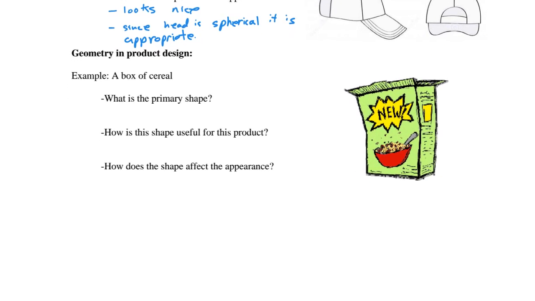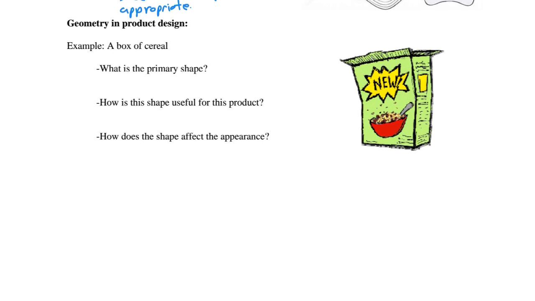And now let's move on to the last concept of the day, and then you can get on with your homework. So when we take a look at a box of cereal, its primary shape is a rectangular prism. And how is this shape useful for a product? Well, it's very easy to store, individually and with multiple boxes that are identical to it, and to pour.